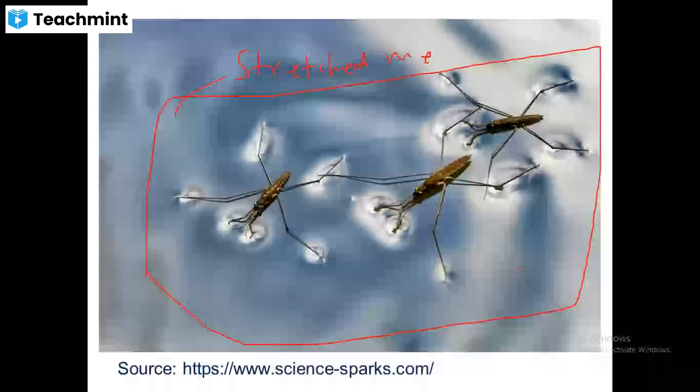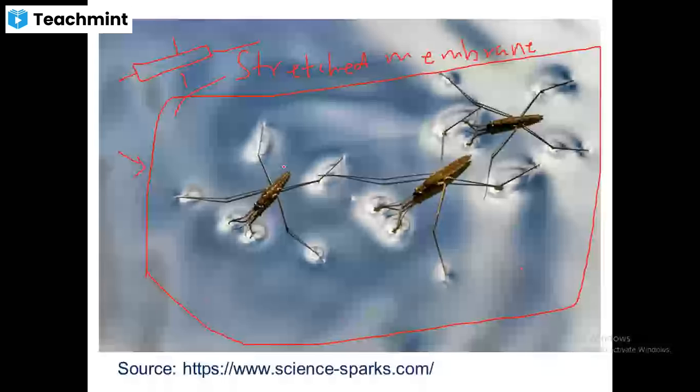So when it is like a stretched membrane, what does it mean? It is like taking a piece of rubber and stretching it on all the sides. What will happen? This rubber will expand and it will be in the stretched position. So this water surface also behaves like a stretched membrane for these bugs.